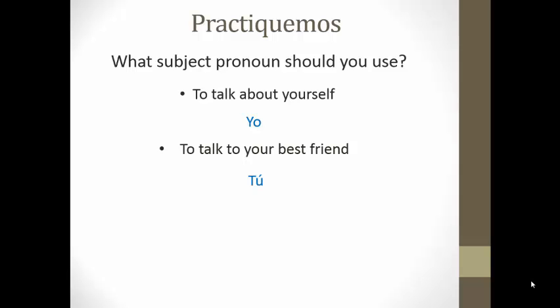Tú is the best choice. If you're talking to your friend, you want to say tú, and remember that the tú form is informal. You are not formal with your best friend. You are informal.